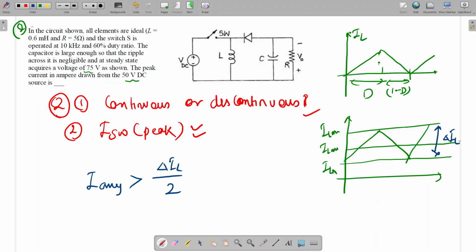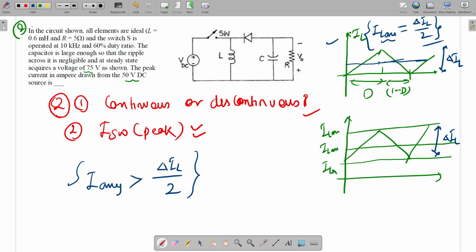If we see here, this is delta IL. For this condition, we can say that IL average is equal to delta IL by 2. This is just at the boundary of continuous and discontinuous conduction. Here this is IL average, in the middle of this one. So when IL average is greater than delta IL by 2, that will be the condition for continuous conduction. So from this equation we can derive.